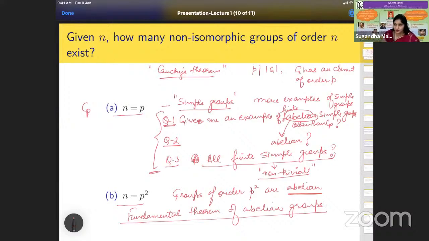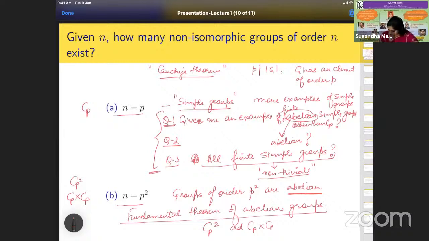But for this group, let me tell you particularly, you don't even need to use the fundamental theorem of abelian groups. You can go by elementary methods also to prove that there are only two groups of order p squared, which are C_{p^2} and C_p cross C_p. Maybe I'll write here for better visibility. C_{p^2}, the cyclic group of order p squared, and the direct product of two copies of C_p, right?